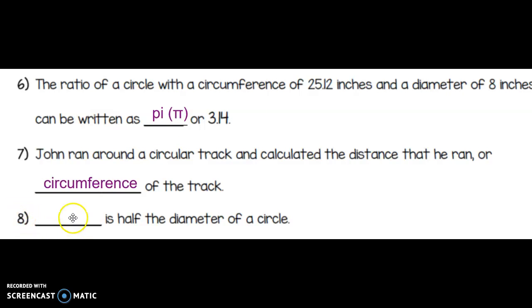And our last one, blank is half the diameter of a circle. If diameter is all the way across the circle going through the center, radius is half of that, from the center to the edge of a circle.